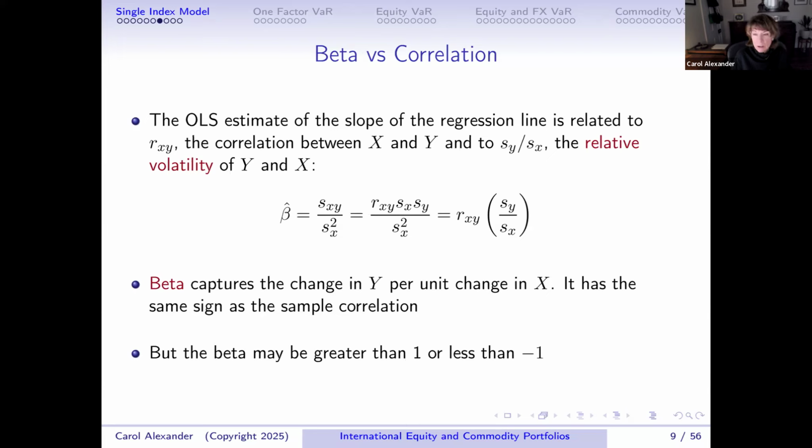And y is typically a stock or a stock portfolio. X is a broad market index. So x is not going to be as variable as y, which means that usually the relative volatility is bigger than 1. And so the beta hat is bigger than the correlation. Correlation, of course, is bounded between -1 and 1, but that isn't necessarily the case for beta. If correlation is 0.5, beta could very easily be 2. Beta will always have the same sign as the correlation, though.